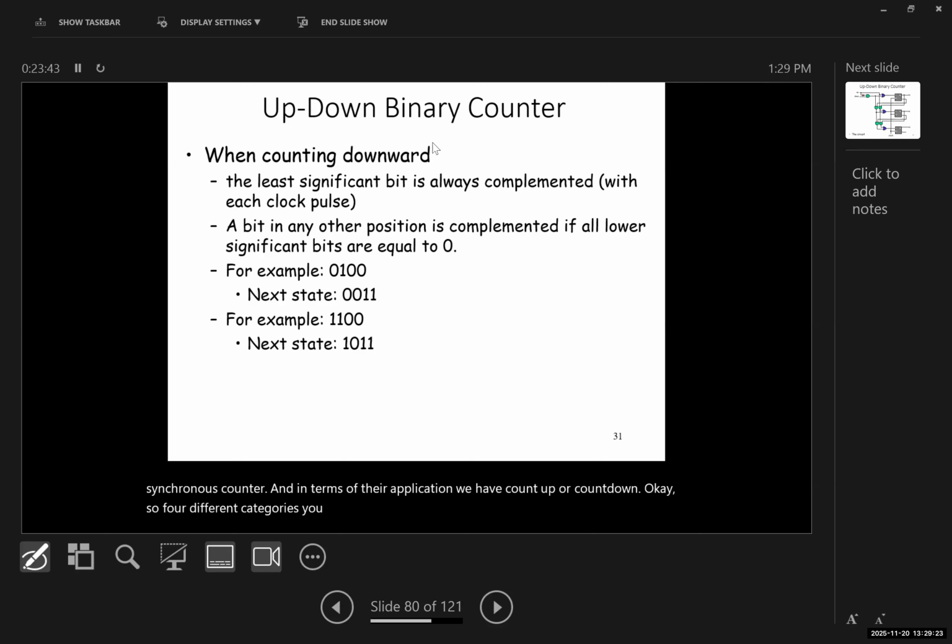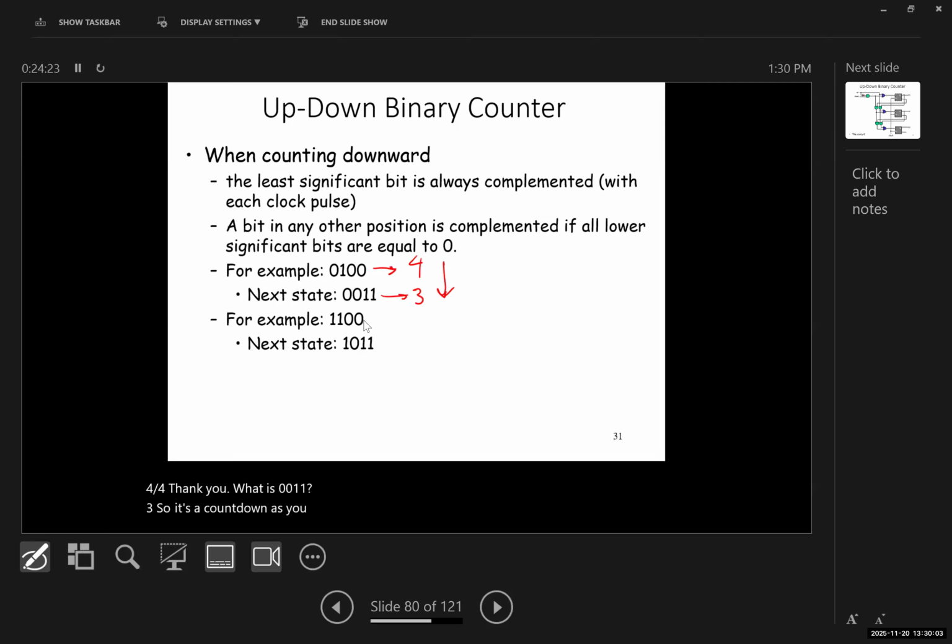So an up-down binary counter, when counting downwards, the least significant bit is always complemented with each clock pulse. A bit in any other position is complemented if all lower significant bits are equal to 0. For example, if we have 0, 1, 0, 0, the next state would be 0, 0, 1, 1. What is 0, 1, 0, 0 equal to? 4, thank you. What is 0, 0, 1, 1? 3. So it's a countdown, as you can see.